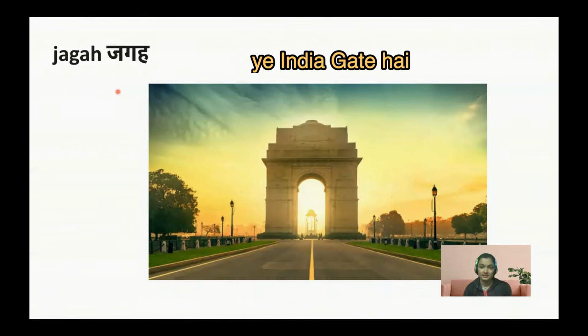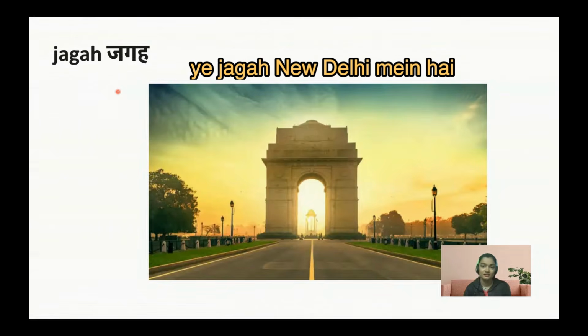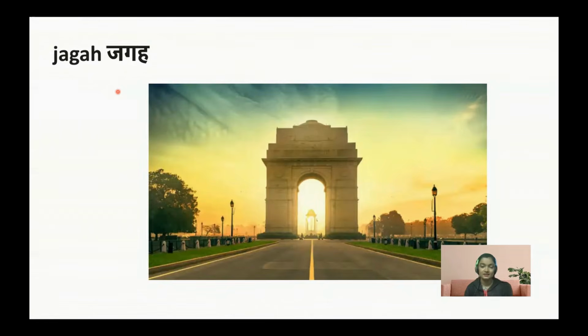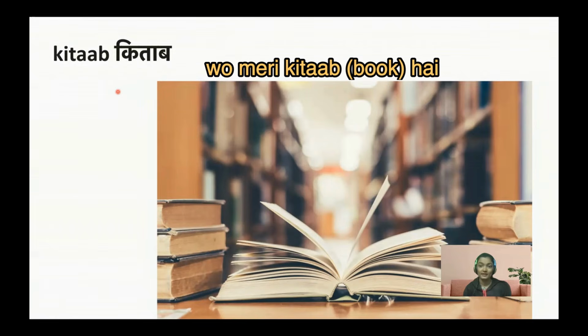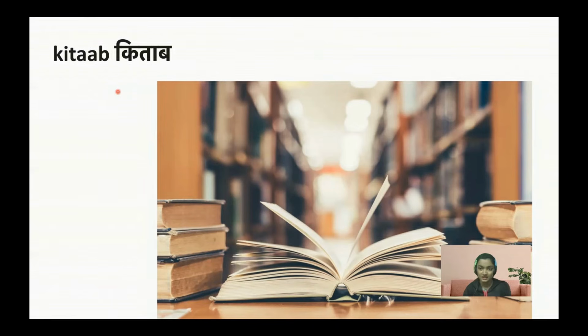ये इंडिया गेट है. ये जगह न्यू दिल्ली में है. ये अच्छी जगह है. जगह for the word place is also considered feminine. अच्छी जगह means nice place, wonderful place. वो मेरी किताब है. किताब is also considered feminine.